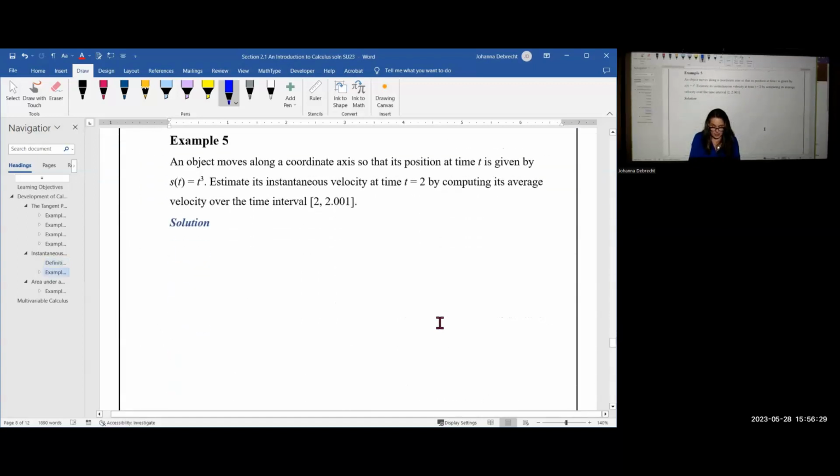Now let's take a look at example 5. Suppose we have an object moving along a coordinate axis, meaning it's just moving in a line, all right? So that its position at time t is given by s of t equals t cubed.